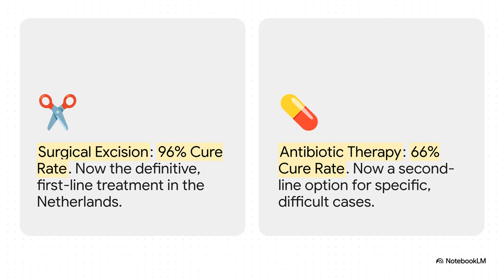Now, for MAC and kids' lymph nodes, the story is actually much simpler, thanks to a landmark Dutch randomized trial that just settled the debate. They put surgery head-to-head with antibiotics. The result? It wasn't even a contest. A 96% cure rate with surgery versus only 66% with antibiotics. This is the kind of high-level evidence that changes practice overnight. The answer is clear. Surgery is first line.